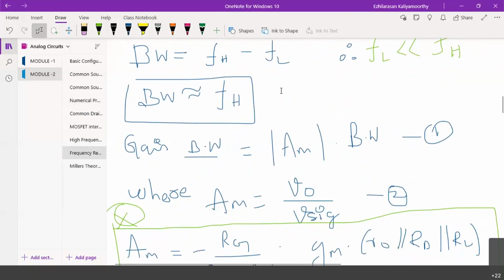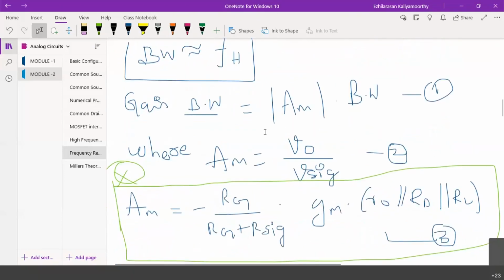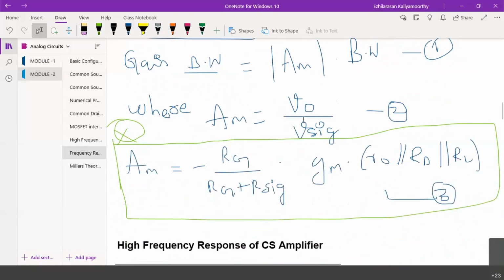Now what will be the gain bandwidth product? The gain bandwidth product is the product of midband gain and bandwidth, that is AM into BW. AM is very easy to calculate, it is the overall gain of the midband, that is GV, equal to AM, equal to V naught by V signal. We already calculated this in the previous classes: the overall gain is minus RG by RG plus R signal, into GM, into R naught parallel with RD parallel with RL.